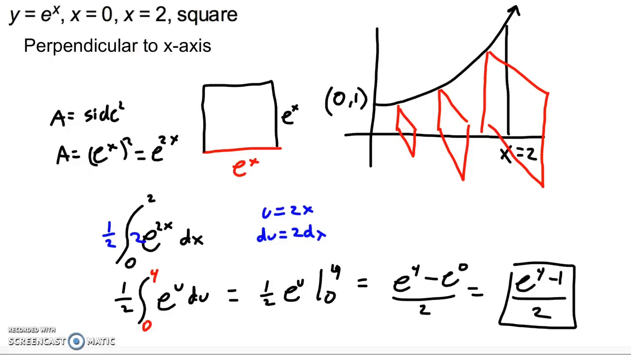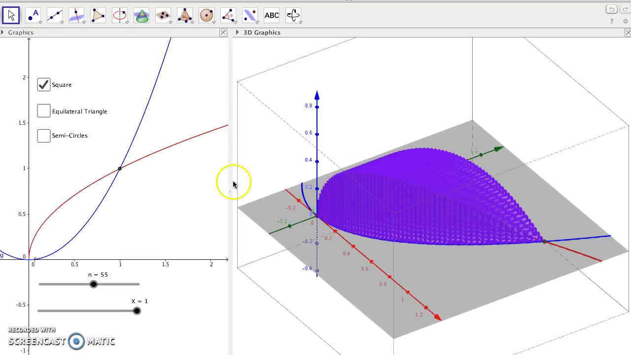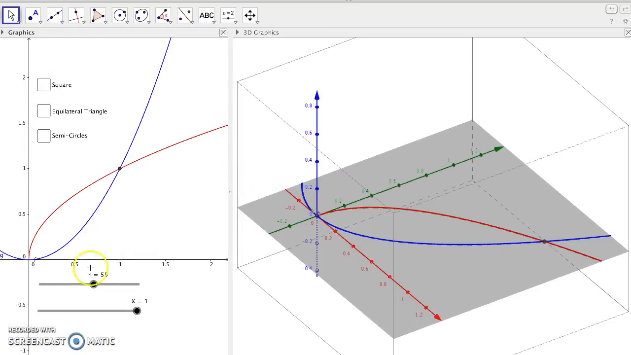But there's nothing that says we only have to use squares. Take a look at this problem here. So now we're going to have these couple of functions, and we're still going perpendicular to the x-axis, but now we're going to use semicircles. So again, just to give you a visual, if I jump back to GeoGebra here, so we'll turn off the squares, and let me just run it back down to 1 for a second. So maybe this time, instead of building squares, we build semicircles.